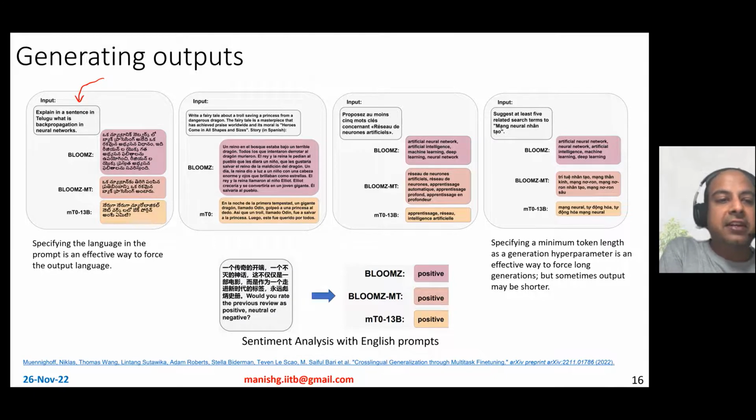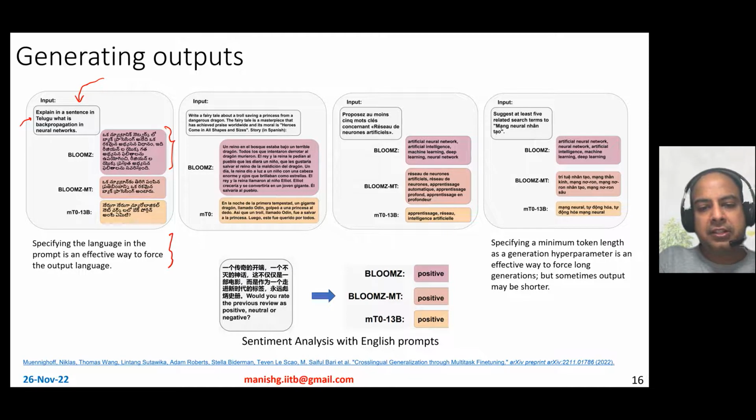In general, mentioning the language as part of a prompt is a nice way of asking the model to generate output in that language, right? And you observe that that leads to reasonably good results using, let's say, the BLOOMZ model. Typically, mT0 models are terse in nature. You see mT0 giving you shorter results, but BLOOMZ gives you reasonably good, nice, long results.